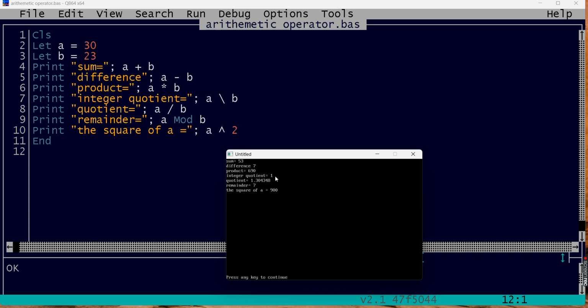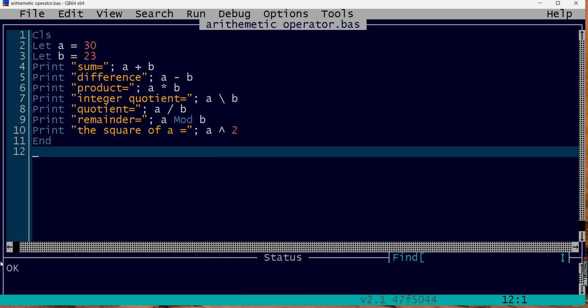The next is the quotient, that is a divided by b, which gives 1.304348. And next is the remainder, a divided by b, so it gives us remainder 7, and the square of a, that is 30. 30 into 30, that is 900. So this is how we go for the arithmetic operators, nothing more than that.